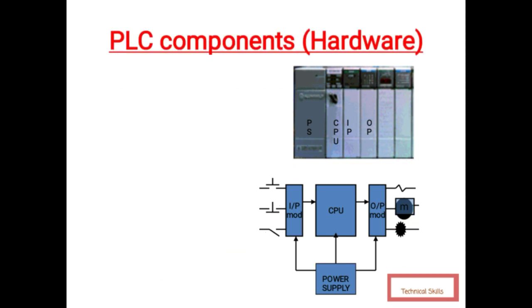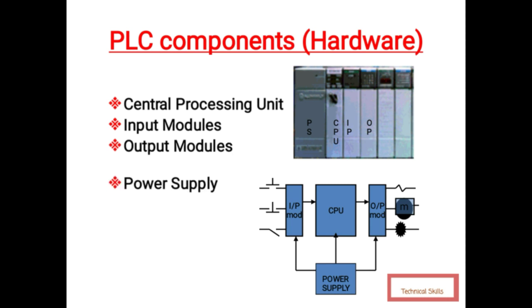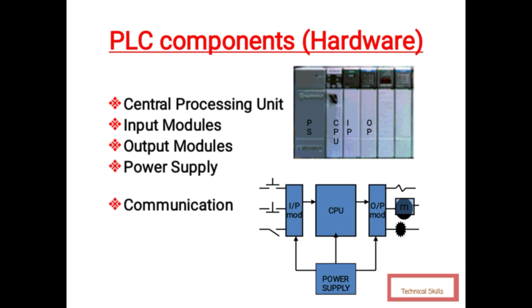So, PLC components. First is central processing unit CPU, second is input modules, third is output modules, fourth is power supply, fifth is communication. These are the 5 components of PLC, so we will learn them in detail from the next slide.